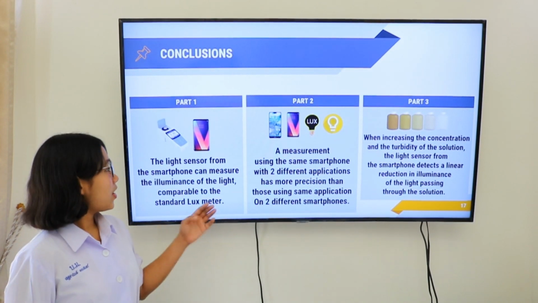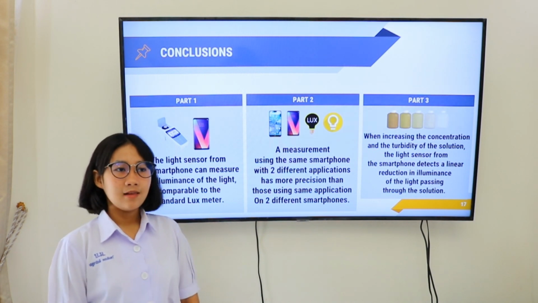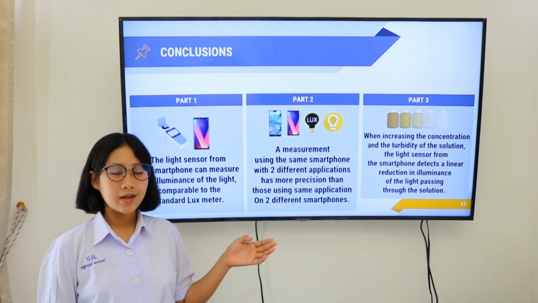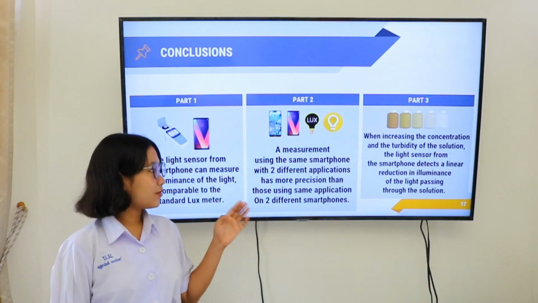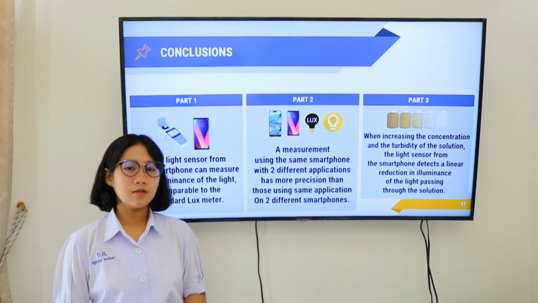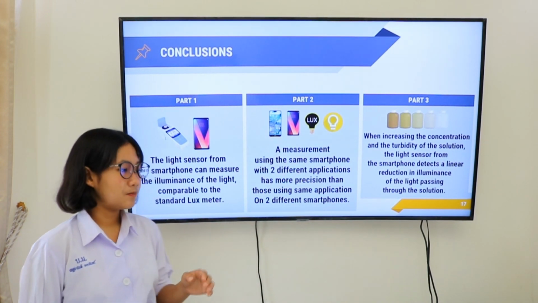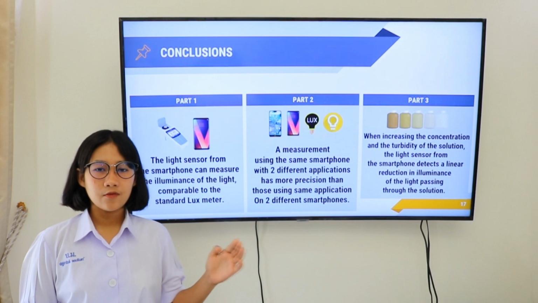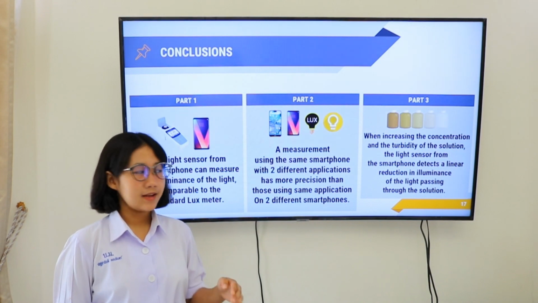So, coming to my conclusion. Part 1. The light sensor from the smartphone can measure the illuminance of light comparably to the lux meter because the slopes of the graphs of the data from the smartphone and the data from the lux meter are close. And part 2. A measurement using the same smartphone with two different applications is more precise than using the same application on different smartphones, because the slope of the graph when changing the application on the same smartphone is closer than when changing the smartphone with the same application.